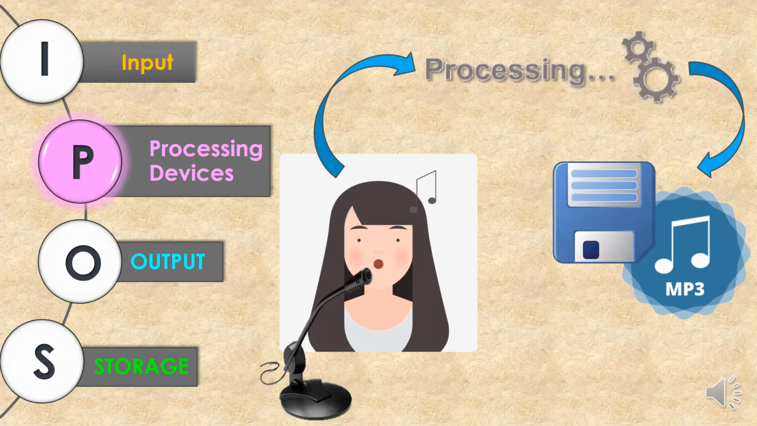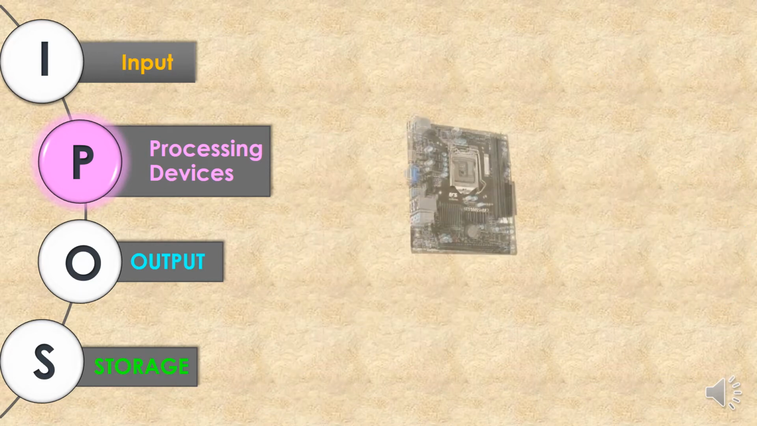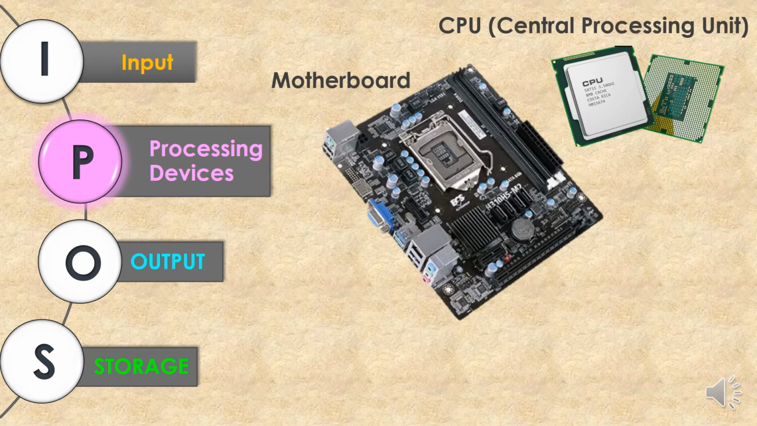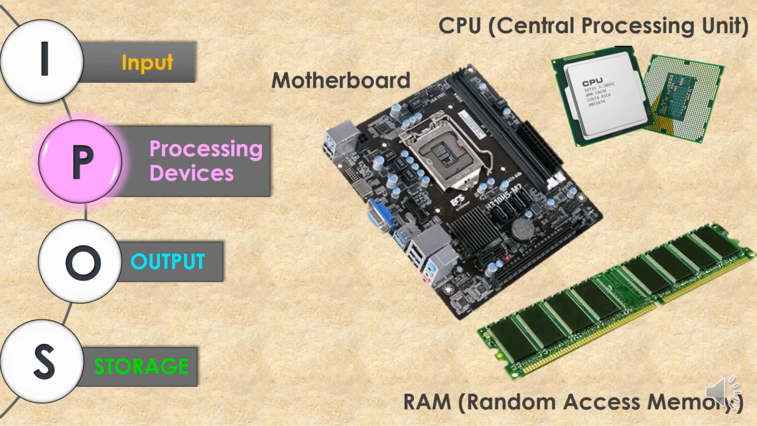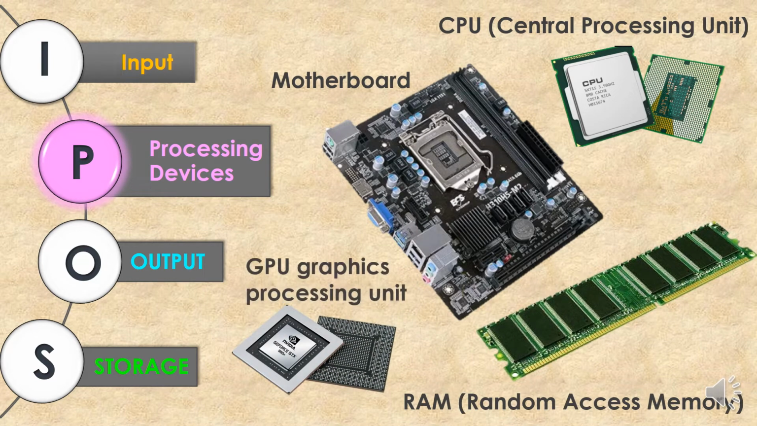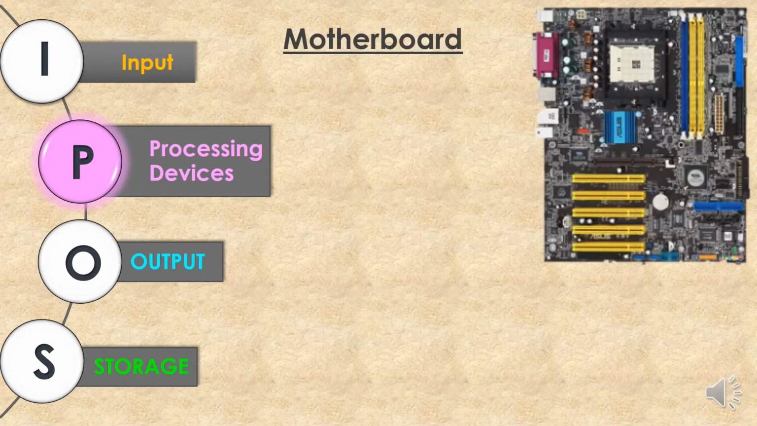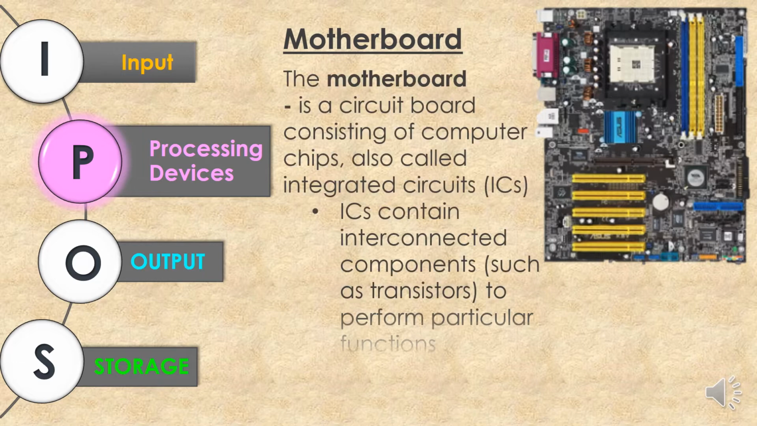Some of the most common processing devices in a computer include the following: the motherboard, CPU or central processing unit, RAM or random access memory, and GPU or graphics processing unit. The motherboard, alternatively referred to as the main board, MOBO, backplane board, circuit board, planar board, or system board.